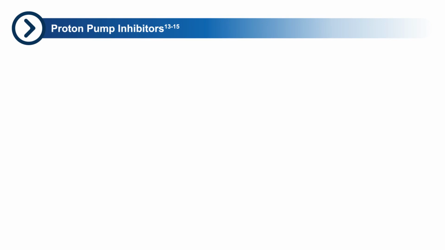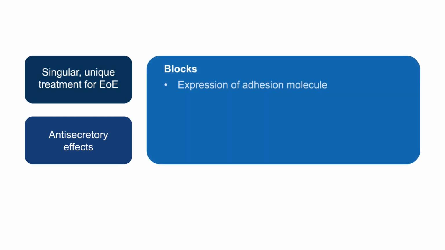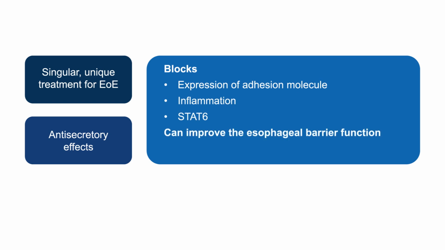PPI treatment has had a lot of controversy in EOE. Many times in the earlier part of the disease, it was thought to be one and the same as acid reflux, but we know that PPI treatment is a singular, different treatment for EOE. And it can do so much because it has many anti-secretory effects. It blocks the expression of adhesion molecules along with inflammation. It blocks STAT6, which modulates eotaxin and eosinophil recruitment, and overall can improve the barrier function of the esophagus, along with decreasing the acid production that can worsen eosinophils in the distal esophagus.